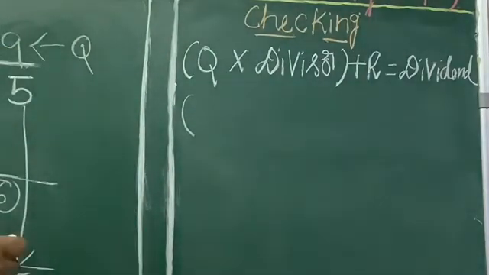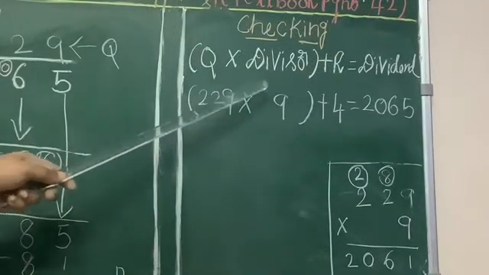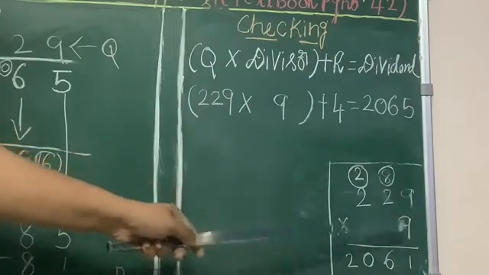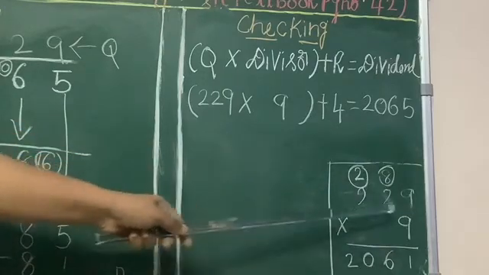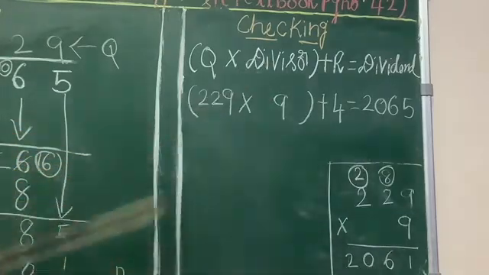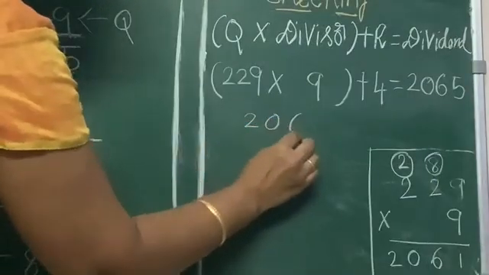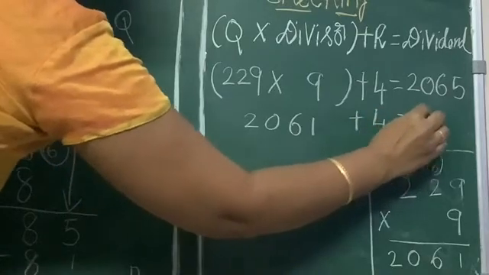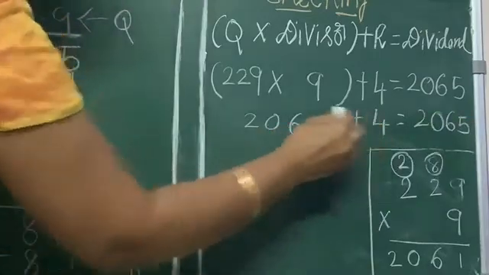Let us substitute the values. Yes, children. Now we have to multiply 229 into 9. So here what is 229 into 9? 9 9s 81. 9 2s 18 plus 8, it is 26. 9 2s 18 plus 2, it is 20. Right? Now the answer we got, 2061 plus 4 equals 2065. Now add these two, what you will get?